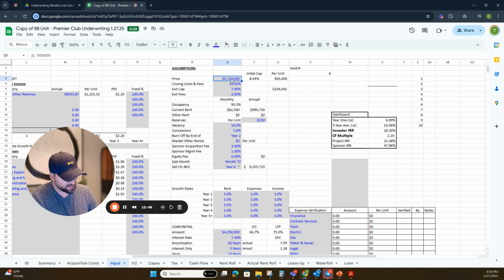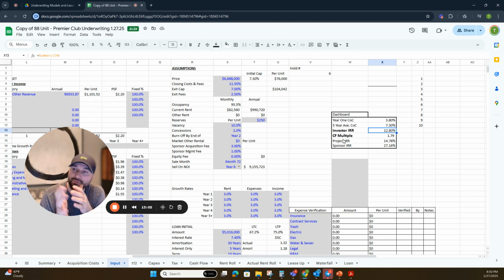6,688. So let's look at what that does. 6,688, 12% IRR. See, automatically, boom, not within our buy box. We just can't buy it at that price because we want to provide exceptional returns to our investors. And so that return structure is just not going to work.